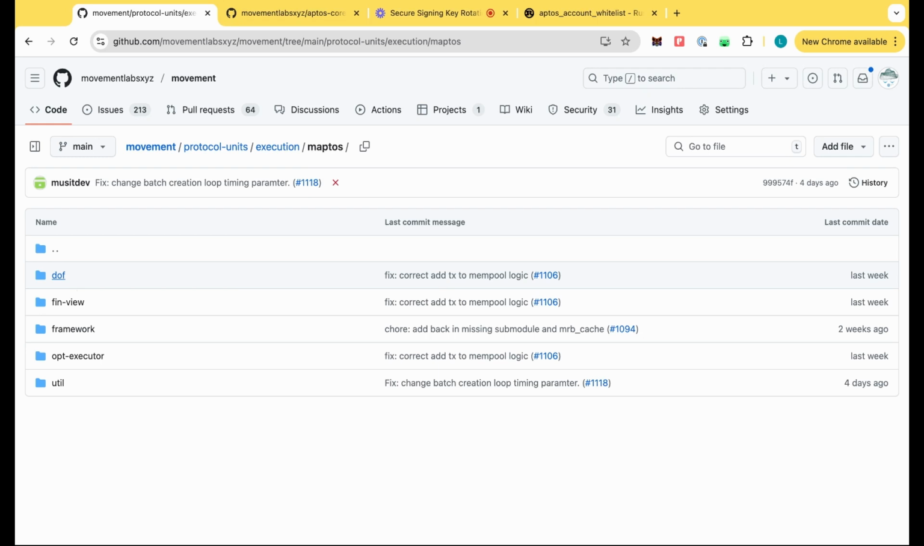And that will not change until the newer version of FFS is rolled out onto our Movement mainnet. So the block reversion is taking place in the DOF executor, and the fin view is essentially supposed to be a view into the Aptos state, so a version of the Aptos REST API that only shows up to the ledger height that has been finalized. But both of those are exactly the same as the opt executor at the moment because there's only one validator.